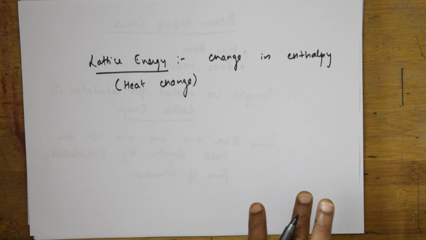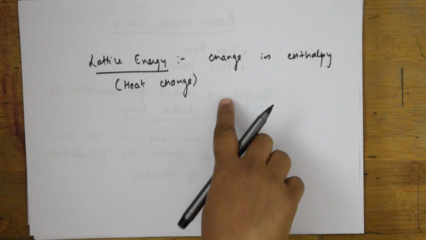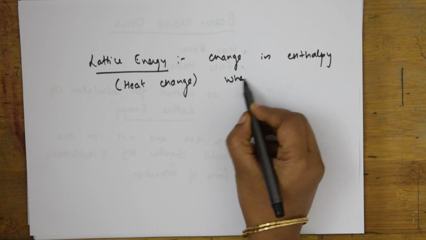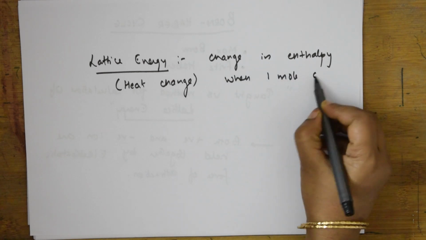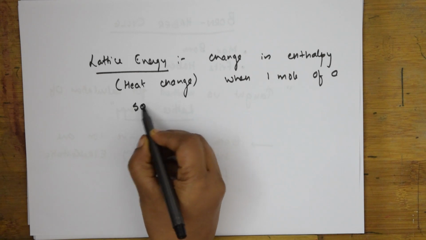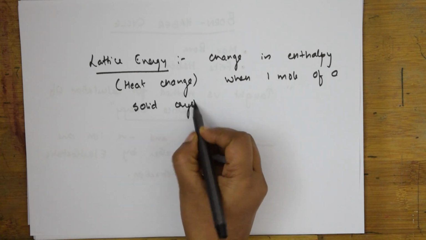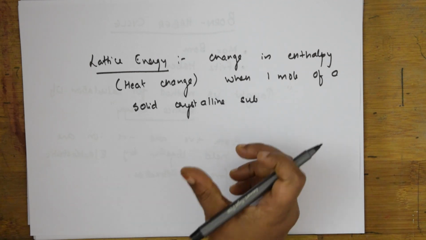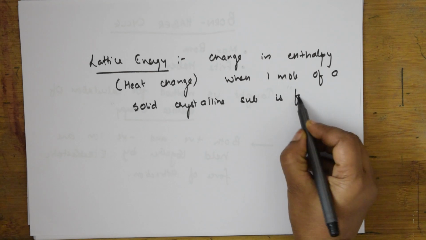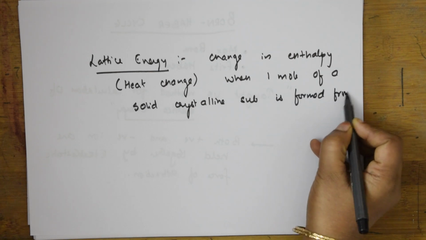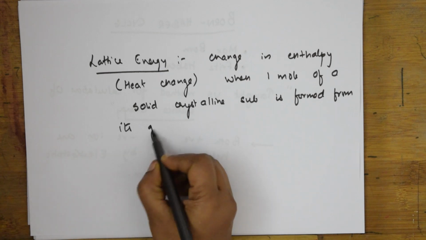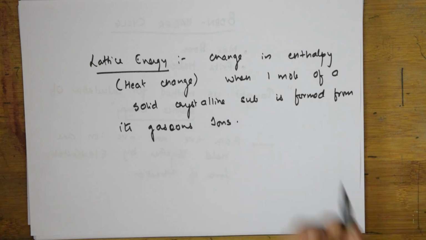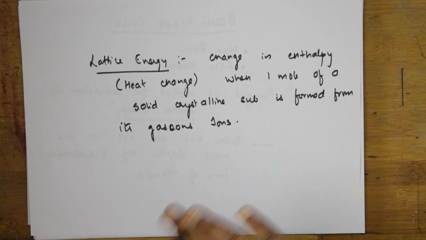Right? So once again, this particular change in enthalpy, or the heat change, whatever occurs in that system, when does this heat change occur? When 1 mole of solid crystalline substance is formed from its gaseous ions. Okay, so what actually is this? We will see it step by step. So I will now remember the definition like this.